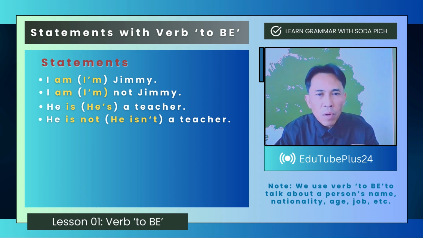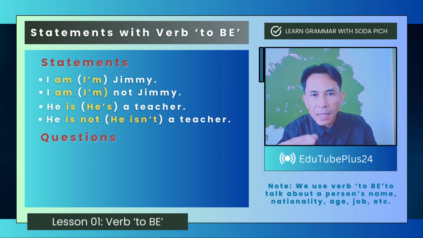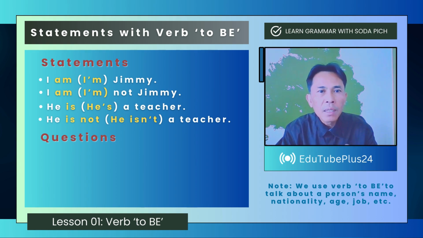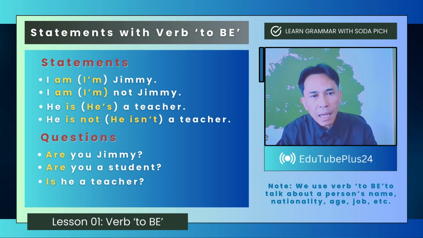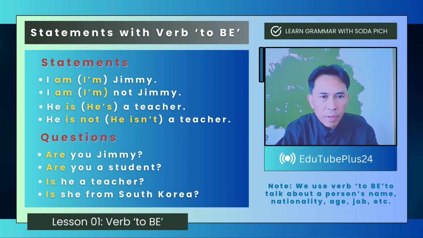But what if you want to form a question? How do we do it? Well, it's not that difficult. All you need to do is to switch the verb and the subject. For example, you are Jimmy becomes are you Jimmy? You are a student becomes are you a student? He is a teacher becomes is he a teacher? She's from South Korea becomes is she from South Korea?